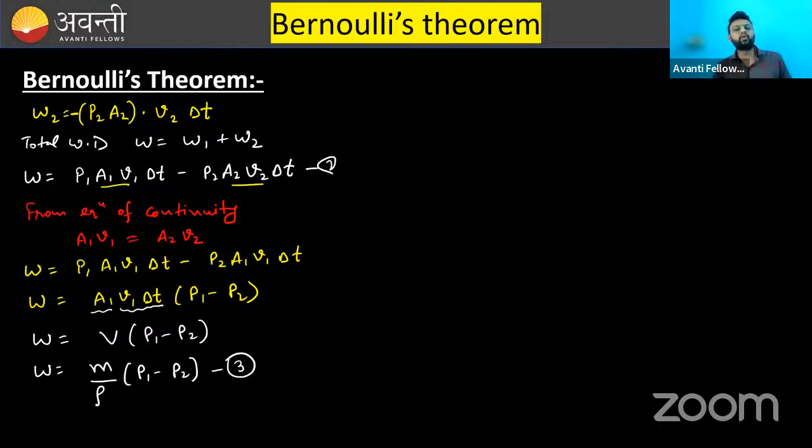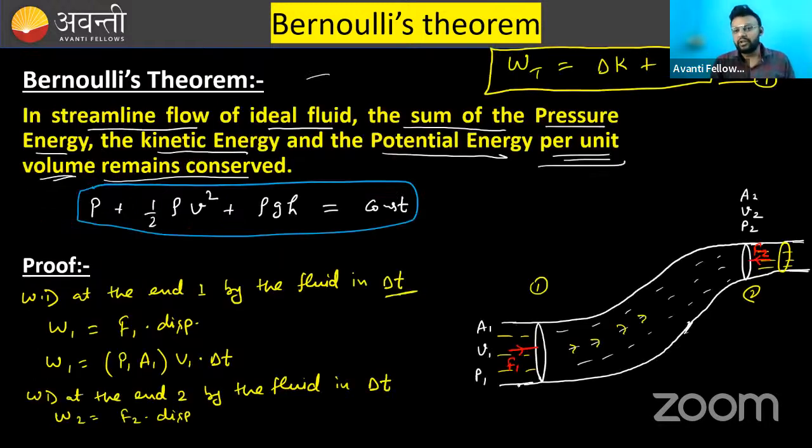So we have calculated the total work done till now. What I told you in the previous slide is that we need to calculate total work done, and I have done that. We need to calculate change in kinetic energy and change in potential energy. Let's suppose one more thing here, that this is our ground.